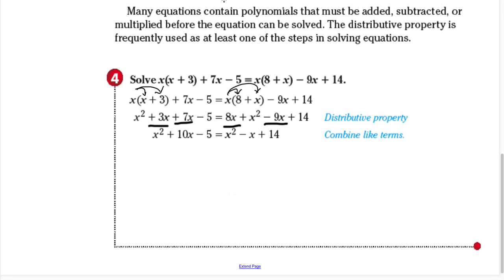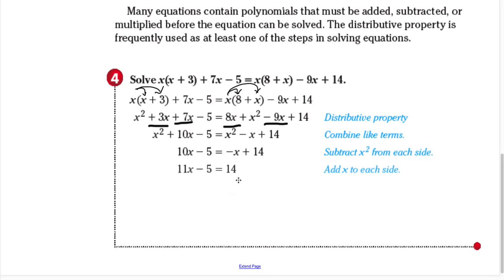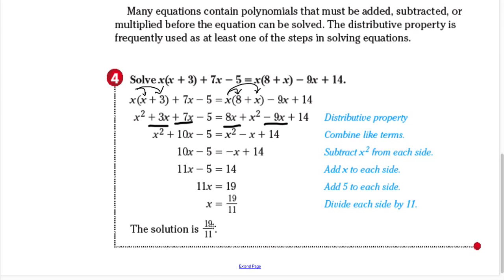Then we get rid of x squared. We subtract x squared from both sides of the equation, and the x squared disappears. You now have 10x minus 5 equals negative x plus 14. You now have a variable on both sides of the equation, and we need to undo one of the variables. We undo it by adding x to each side, which gets rid of the negative x. We end up with 11x minus 5 equals 14. This becomes a simple two-step equation. Add 5 to both sides, then divide both sides by 11. So the solution is 19 over 11 for number 4.